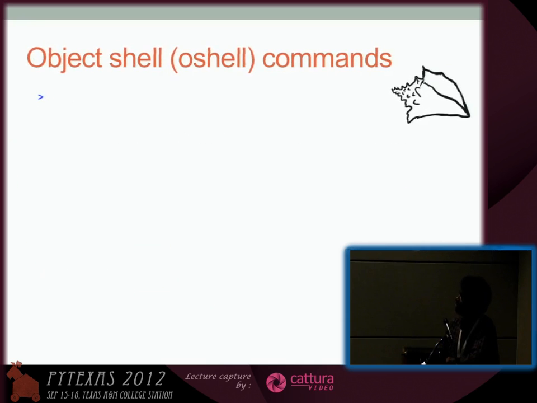So the object shell looks like this. You get a prompt. When you run OTrace on a program, you'll get a prompt like a shell prompt. And the default directory is called /osh/globals. That's all the global variables of your main program where you call OTrace.